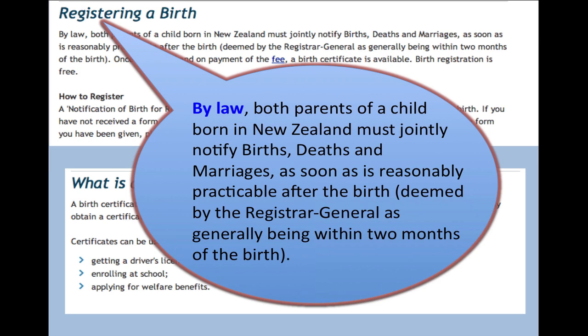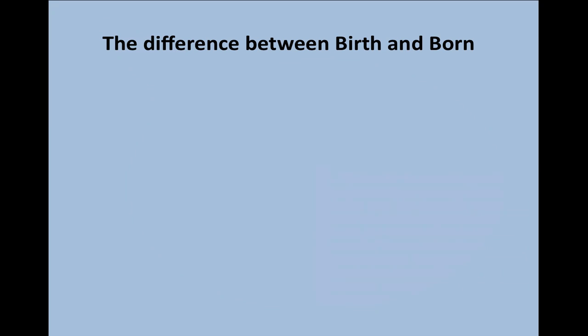So, by law, both parents of a child born in New Zealand must jointly notify births, deaths and marriages as soon as reasonably practical after the birth, but generally within 2 months. So they're telling you you must register your children. But now let's look at the difference between birth and born, because the whole idea of this presentation is that we need to know who we are.